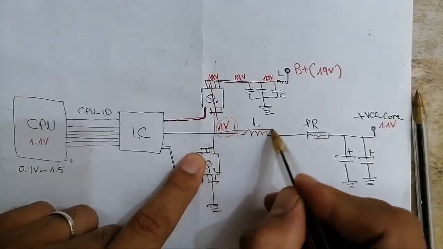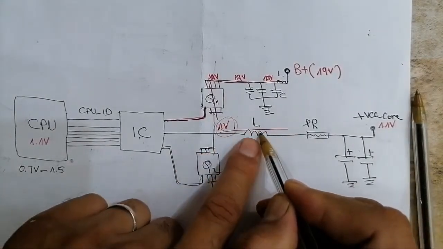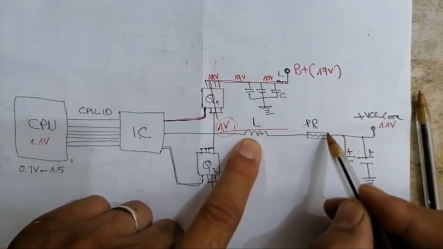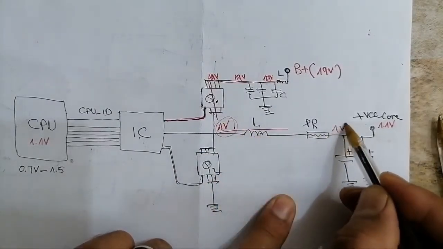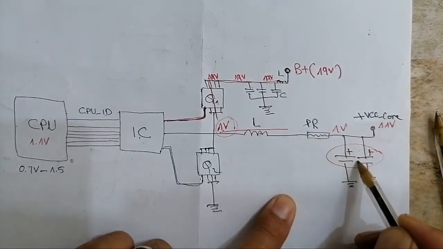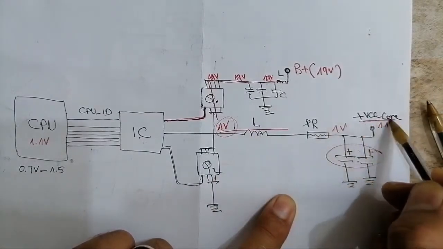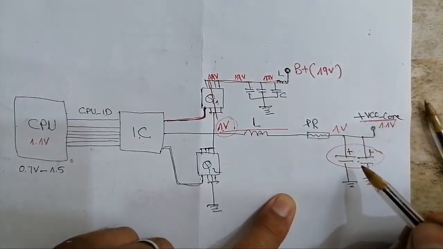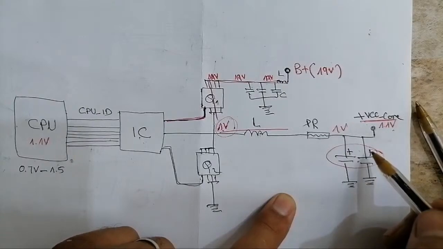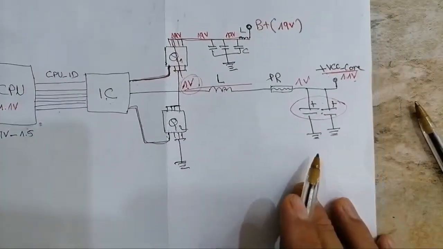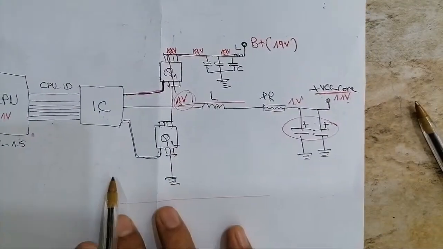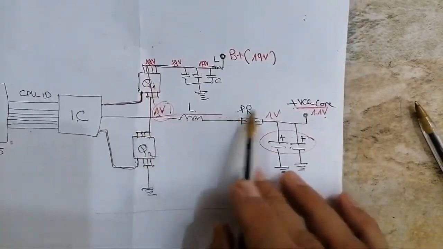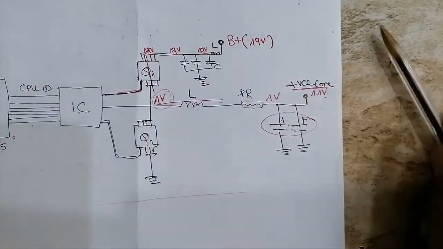This 1 volt will pass through this inductor, and then through the current sense resistor, and will be filtered by these capacitors. Then we will get VCC core 1.1 volts to feed the processor. This is just one channel. We have another channel here that contains the same components. Now let's check the motherboards.